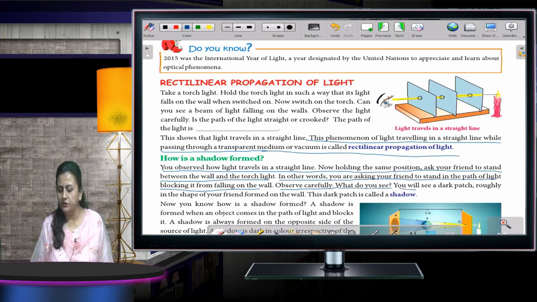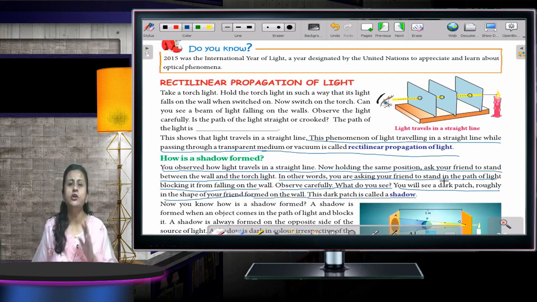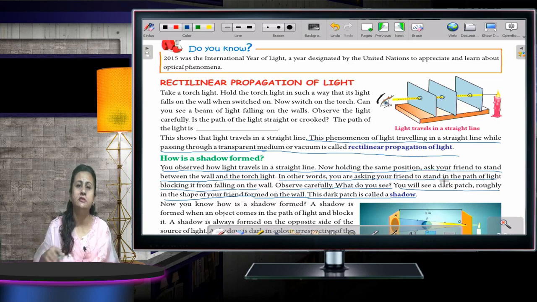What do you see? You will see a dark patch roughly in the shape of your friend formed on the wall. This dark patch is called a shadow. When any object comes in the path of the light, a dark patch is formed. It is always formed on the opposite side of the light. Fine.